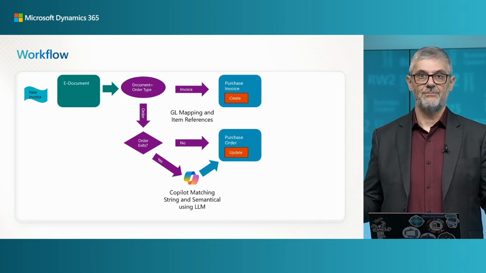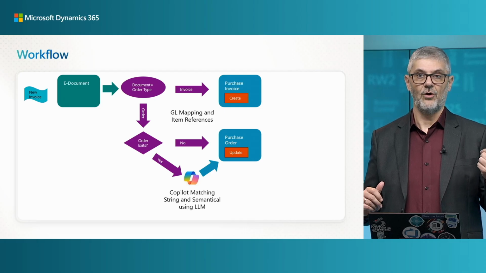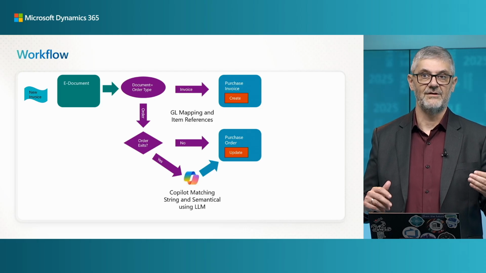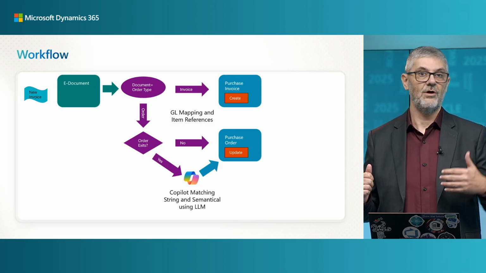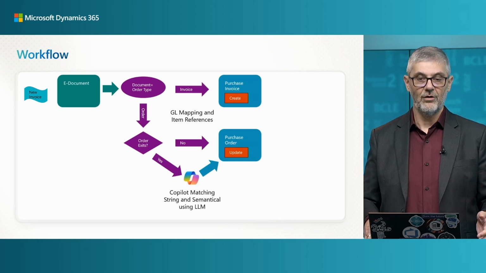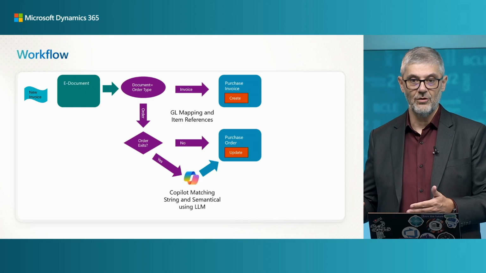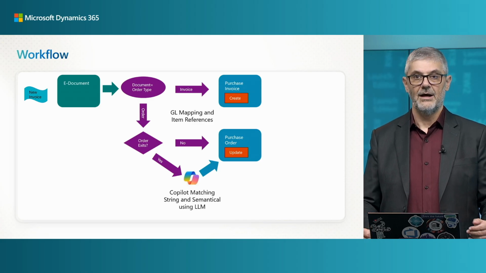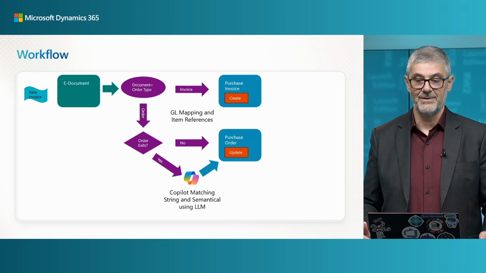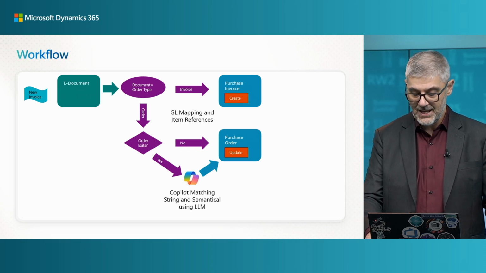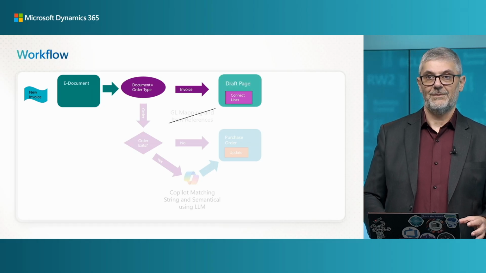So let's look at the workflow we had earlier. You could set up a vendor to receive an invoice or an order. If it receives an invoice, the system will create a new purchase invoice, receiving the electronic invoice from one of the services. If it's an order and the order doesn't exist, the system will create a new purchase order. If the order exists, the system will go to matching, using Copilot or manual matching with the existing purchase order, and update the purchase order.